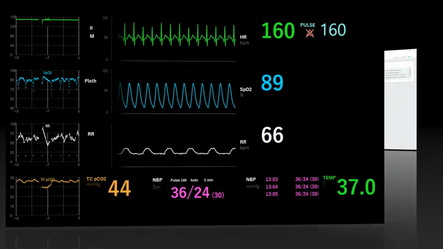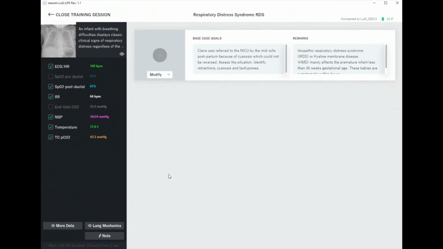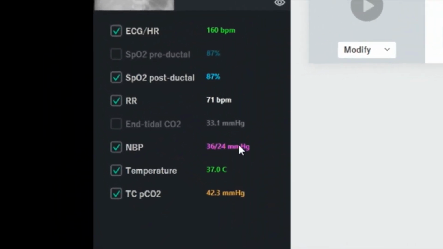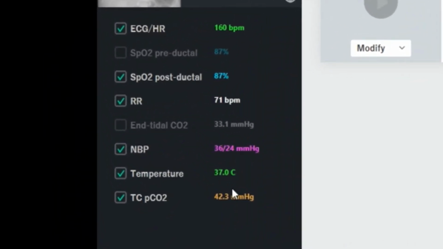As a trainer, you are in control of this information, so let's have a look at your control panels. First, you can determine what the learner sees. As a teacher, you can make vital signs visible or make them disappear. This way, you can create challenges for the students during the training.